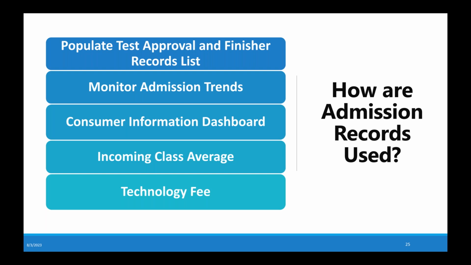Additionally, the EPP is responsible for maintaining an incoming class average GPA of 3.0 or higher, which can be verified through GPA data collected from your admission records. Finally, the technology fees paid each year by the EPP are determined based on the number of candidates admitted in all certification programs within that EPP during the year. Please take time to review records to ensure they are complete and accurate before data is due on September 15th.